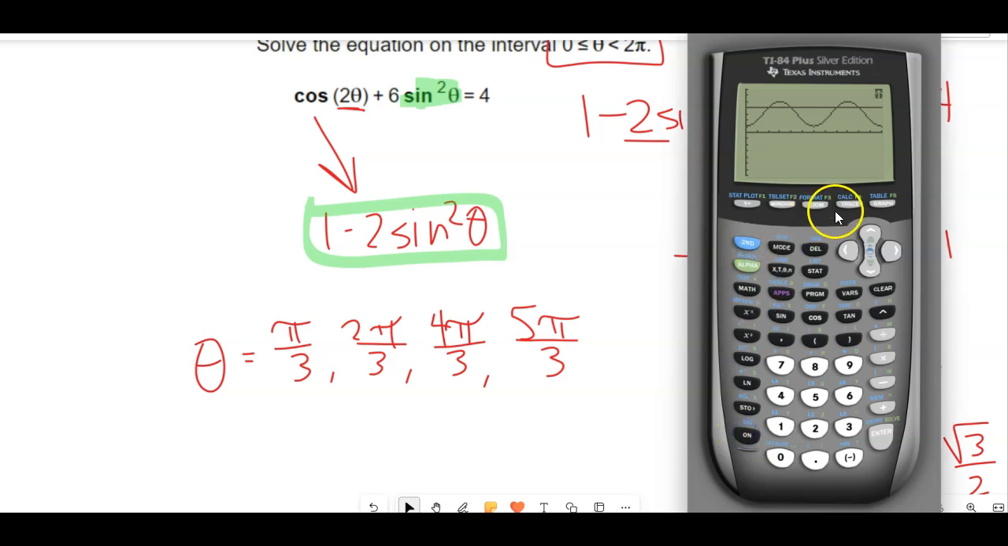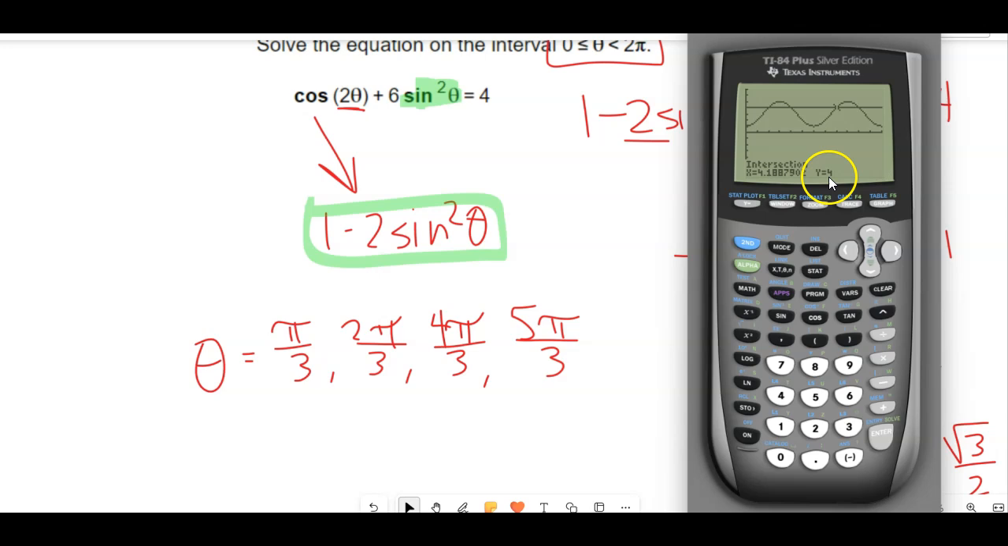So I can do second calc. Intersect is number 5, and I just need to find one of these. So let's just use this one I'm closest to. It's saying first curve is at this one. So it is. That's the left-hand side. So I hit enter. Second curve is at y2 equals 4, the right-hand side, and that's right, so I hit enter. And then it wants me to guess where I'm wanting to find the intersection. That's pretty close to where the intersection occurs, so I just hit enter there. And so there's my intersection.